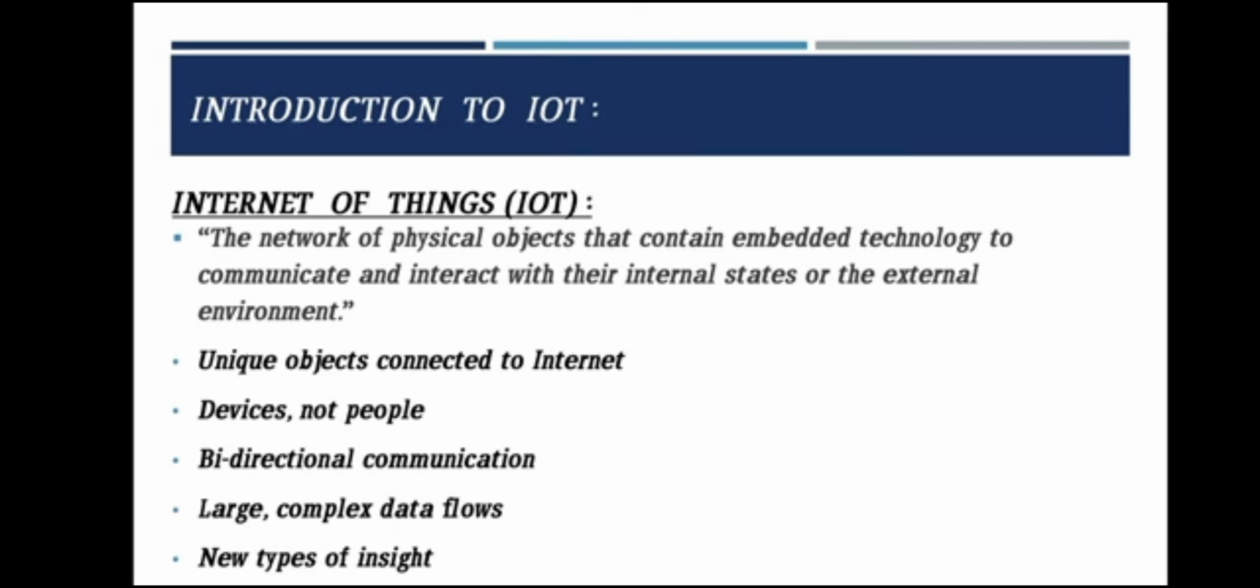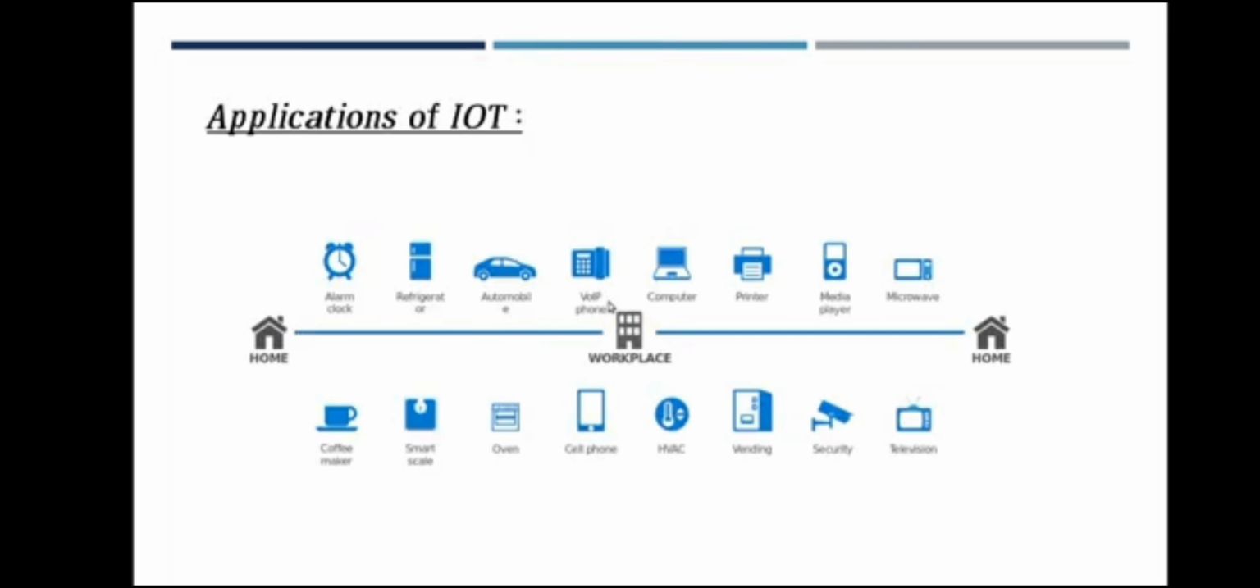Coming to introduction to IoT, Internet of Things is abbreviated as IoT. The definition of IoT is the network of physical objects that contain embedded technologies to communicate and interact with their internal states and or the external environment. Unique objects are connected to the internet. Devices are connected, not the people. It is bidirectional communication. It has large, complex data flows. It gives new types of insight.